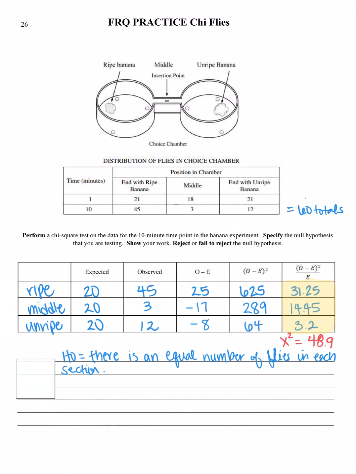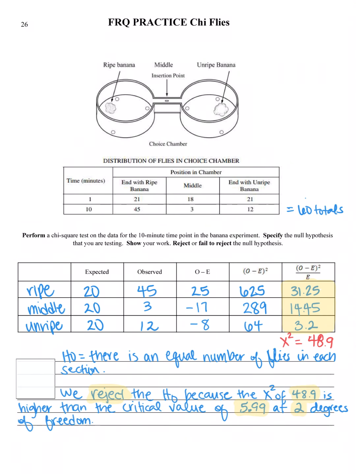Based on that, I looked up the critical value at 5.99, and I can see that my chi-square is larger than that value. So when I write my conclusion, I'm going to include all of that information. So it should look something like this. We reject the null hypothesis because the chi-square of 48.9 is higher than the critical value of 5.99 at 2 degrees of freedom.